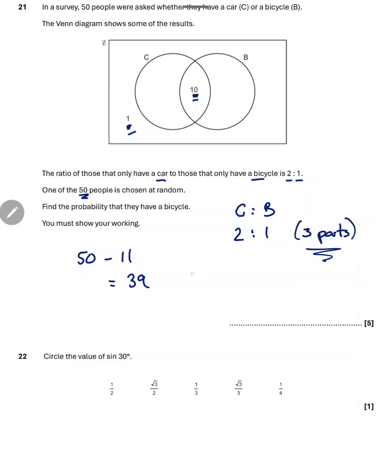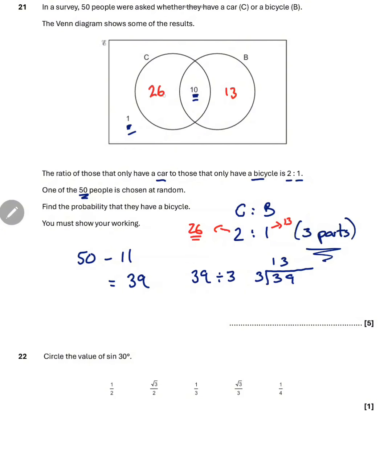Back up to this ratio, I'm going to take my 39 people and divide it by 3. Let's just use a bus stop just to make sure we've got that right. 3 is into 39. 3 is into 3 is 1, and 3 is into 9 is 3. So each part of this ratio is worth 13. So this here is 26, 2 13s, and this here is just 13. So what I can do now is put those numbers into my Venn diagram. We've got 26 people have a car. We've got 13 people have a bike.